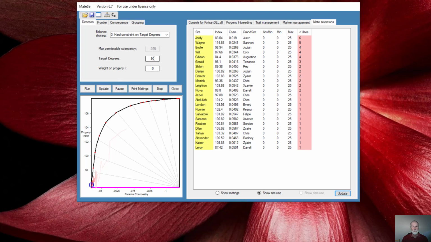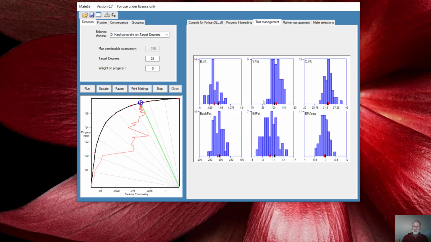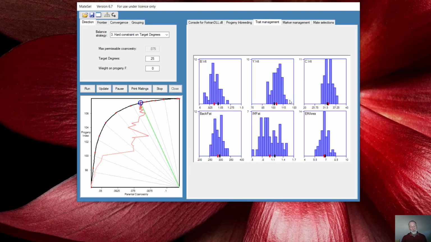So let's go back to 25 degrees. That's given you a feel for balancing these two things, genetic gain and genetic diversity. And what we do is, if we bring in another issue, let's look at trait management. These are the distributions of predicted genetic merit in the progeny. The black tick for yearling weight here shows what would happen with random mating amongst the candidates, and the red tick is the current solution and is higher than the black tick, reflecting the fact that the index is pushing yearling weight upwards.